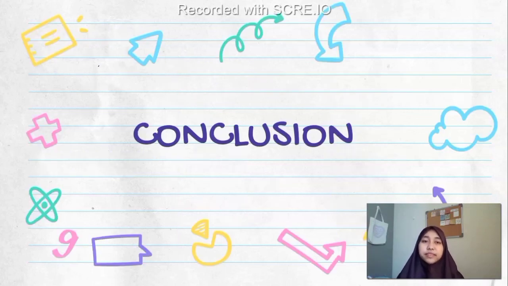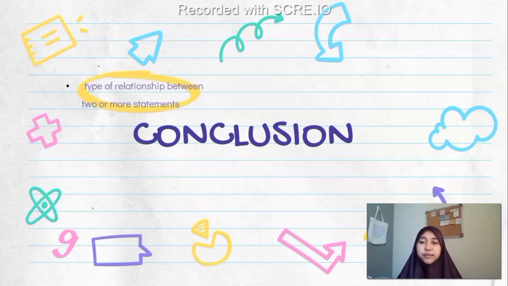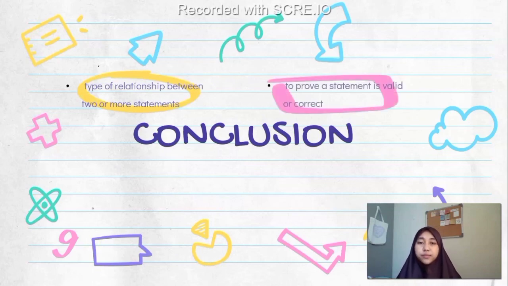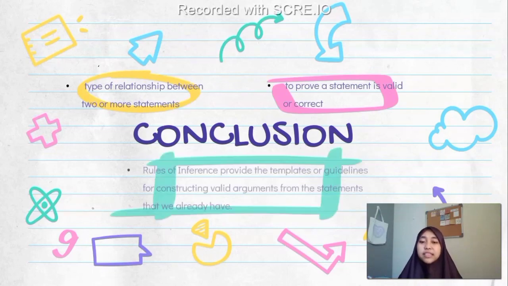So what we have learned from this topic is, one, that we can learn the type of relationship between two or more statements with each other. Two, we are able to prove a statement is valid or correct by using rules of inference. And three, rules of inference provide us a template or guideline so that we can construct more valid arguments from the statements that we have and show that the statement is actually correct.